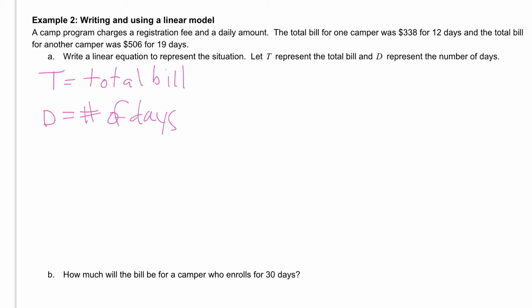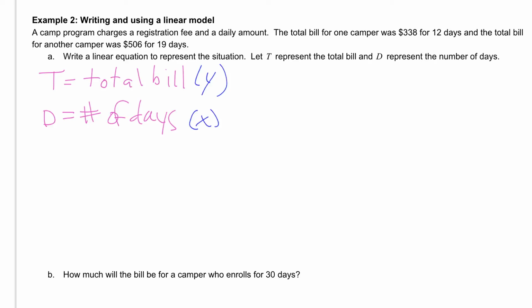And after I write down this, I need to know which is my independent versus dependent. Well, remember your time, your number of days, that's going to happen no matter what. That's my independent variable. So this is X, and then that means my total bill is going to be my dependent variable. Then I have to look for two pieces of information. So I need a slope, a y-intercept, or an ordered pair. And remember, I could also get two ordered pairs.